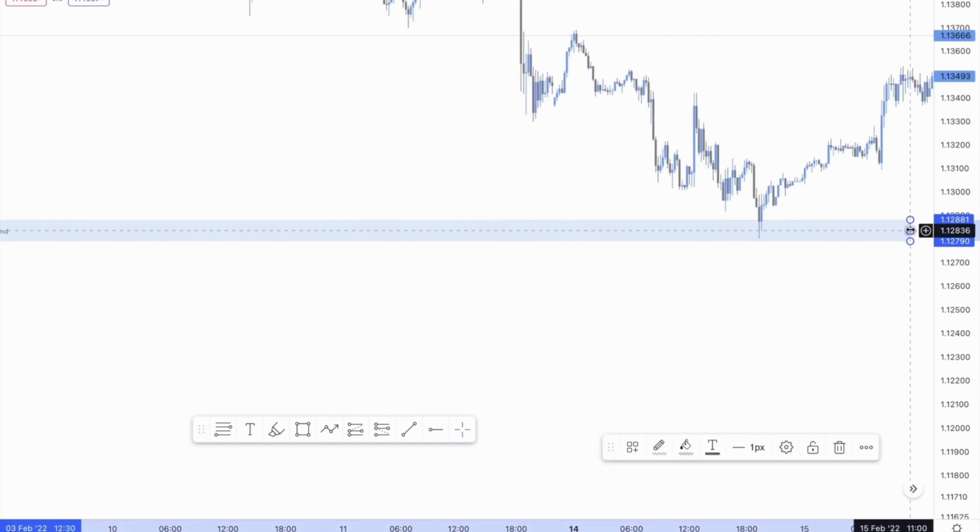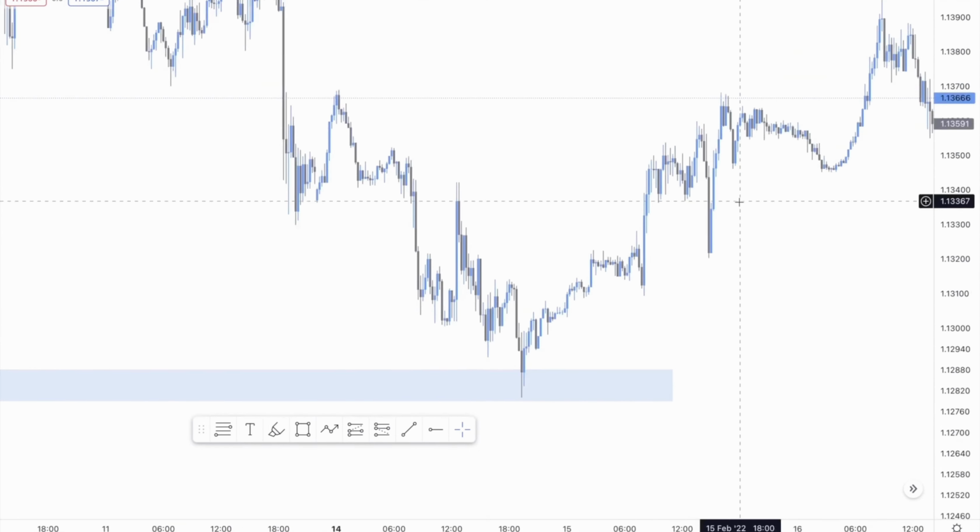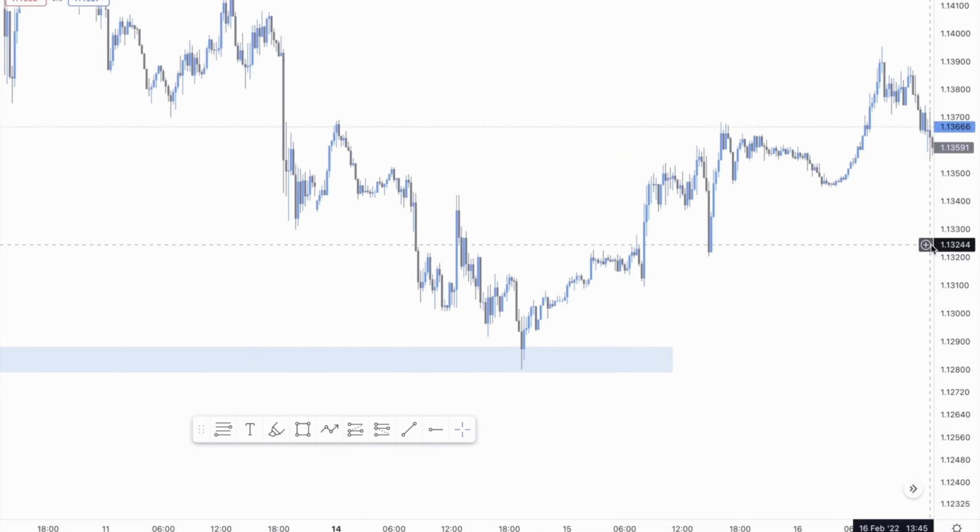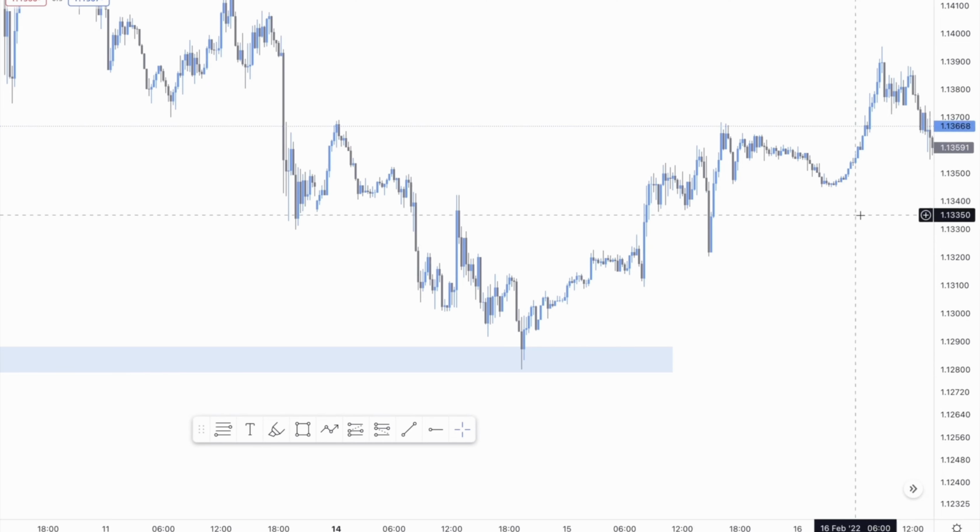Okay, yes, we definitely tap into it. As you can see, that is a perfect tap. That would be a very nice entry. Now, myself, I wouldn't enter straight away. There's other confluences to my strategy, but as you can see, the zone was picked perfect and we could have got a nice entry from there.